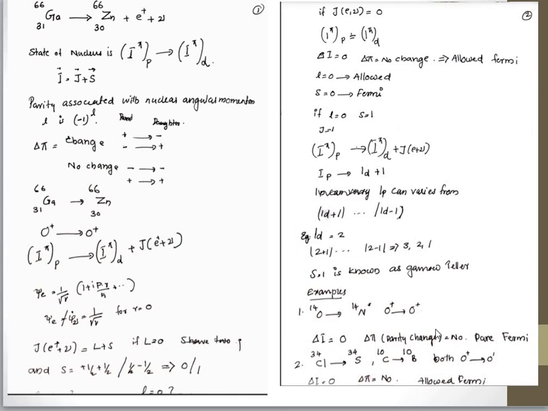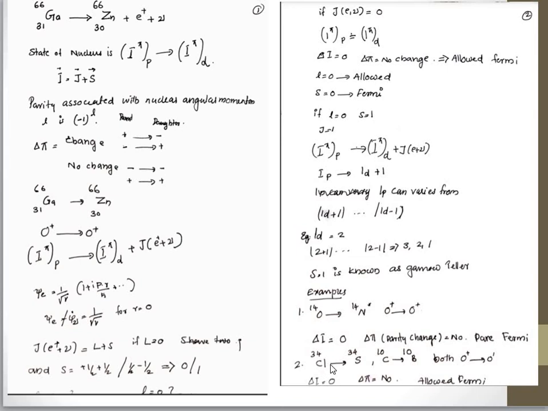So in this case the parity change: delta I is equal to 0 and delta pi, the change in parity, is 0. In that case L is equal to 0 and S is also equal to 0. So this is a pure Fermi transition, or allowed Fermi transition.